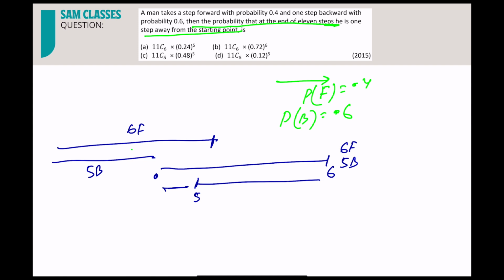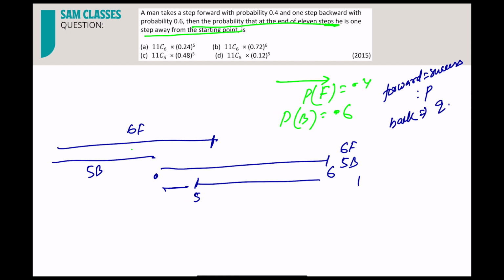So what will be the answer? Very simple, directly we'll do. Let's say forward we take as success, because when we move forward we feel success. So forward equal to success, that is equal to P. Backward, let's say, is equal to Q.